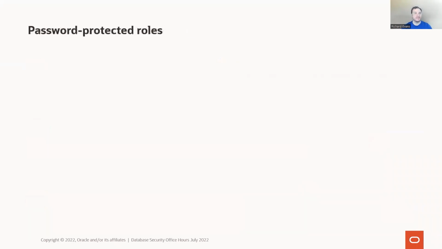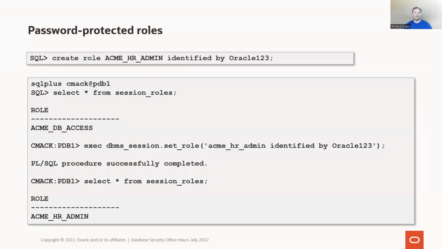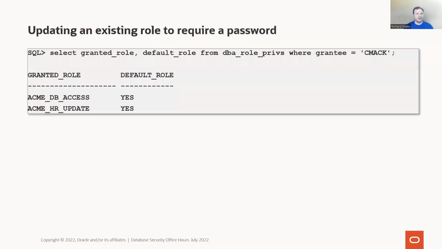Super powerful there. What about password protected roles, right? When CMAC logs in, he doesn't see the HR admin role because it's not enabled by default because it's password protected. He can use the DBMS_SESSION.SET_ROLE, pass it the role identified by the password, and he can enable it that way. Basically, all that does is set role, the same thing we did before, right? It's just kind of a programmatic way to do it with DBMS_SESSION. Now he'll see that he's got that session roles there, okay? So now what if we want to update an existing role to require a password? So you'll see that these are two default roles that we have for the user.